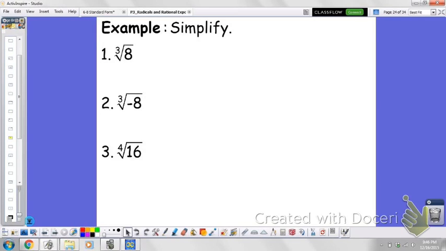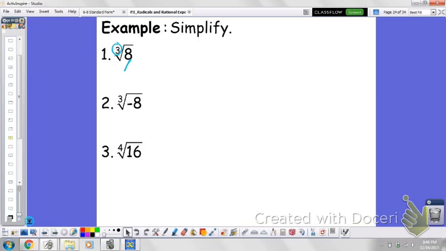So here we have to simplify some different roots. Now we have a couple cube roots and a fourth root. So the first one we have the cube root of 8. So we're looking for the cube root. But now since we're looking at cube roots, instead of looking for pairs when we split up the 8, we're looking for sets of 3.